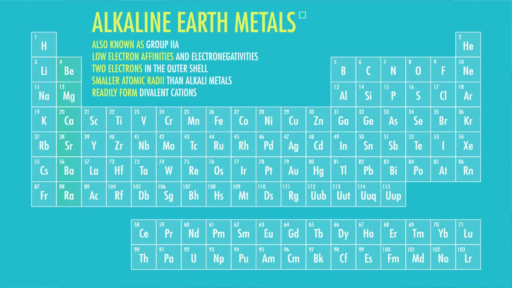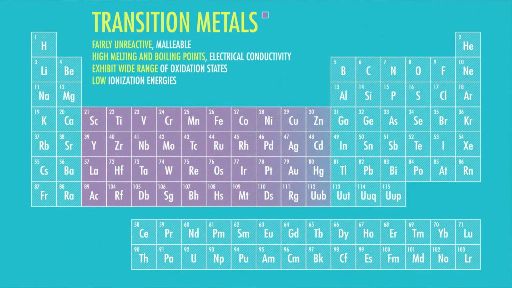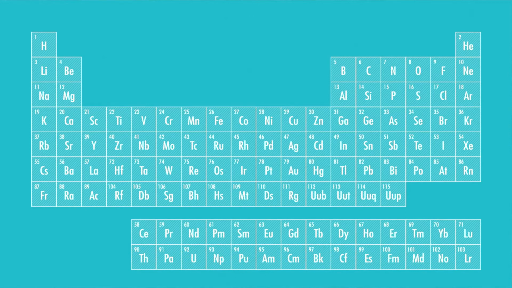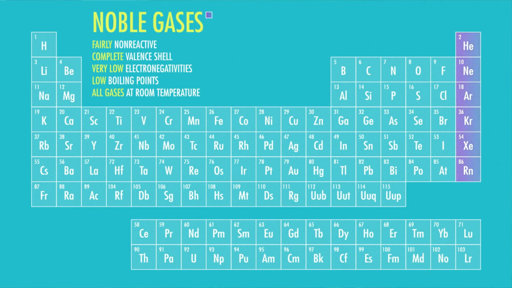The middle body of the table is filled up with the transition metals. These basically consist of the metals which you actually consider as metals, like iron, copper, gold and platinum. They are fairly unreactive but great conductors of heat and electricity. Then on the far right of the periodic table, we have the noble or the inert gases. The shells of these elements are completely filled and they never take part in chemical reactions.